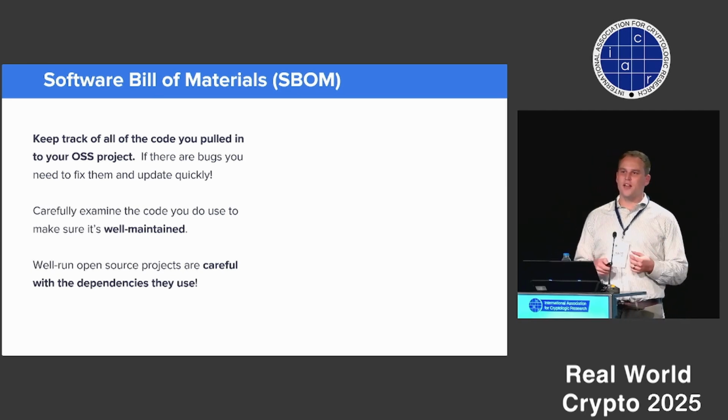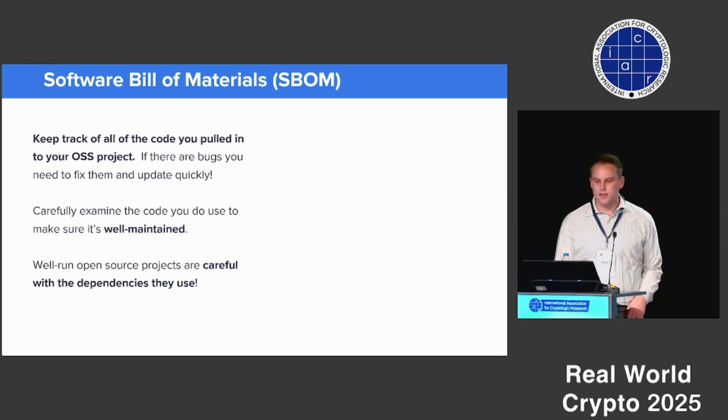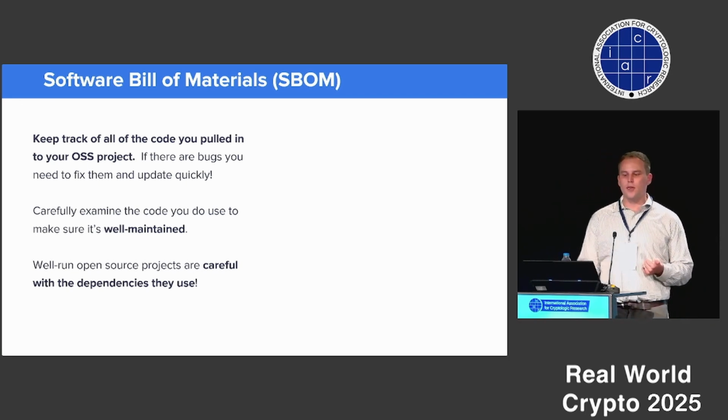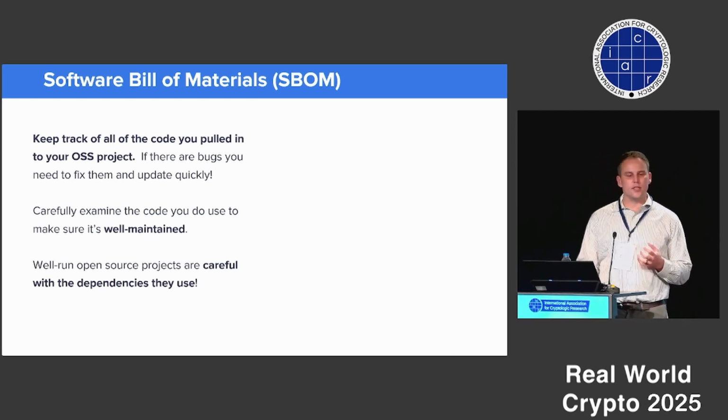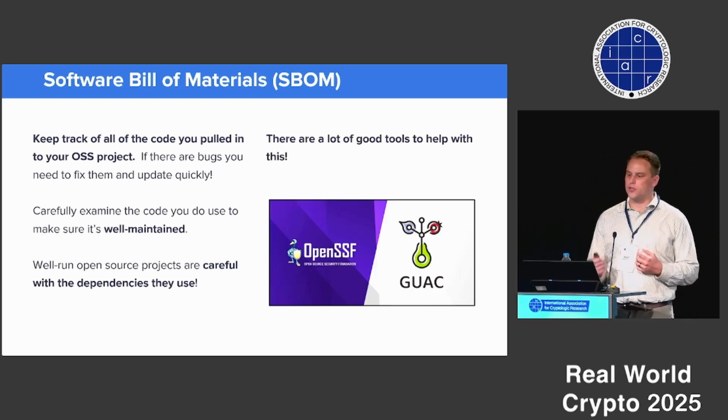But hopefully your project can avoid some of this by using SBOMs and keeping dependencies up to date. So we encourage everyone to keep track of all the code you pulled in. If there are bugs, you obviously need to fix them and update quickly. Do some due diligence about the dependencies you do have. And we typically find that well-run open source projects are extremely careful with their dependency choices.